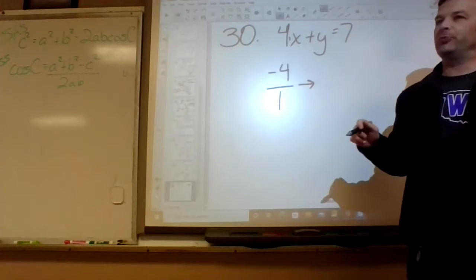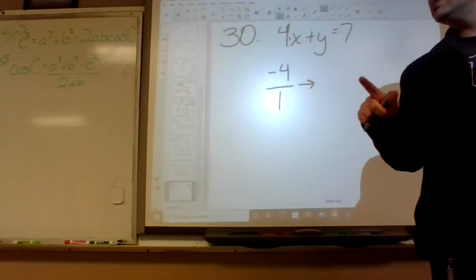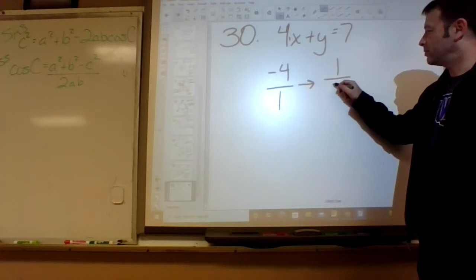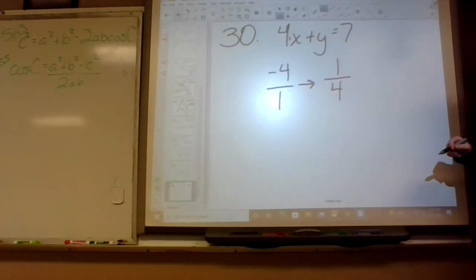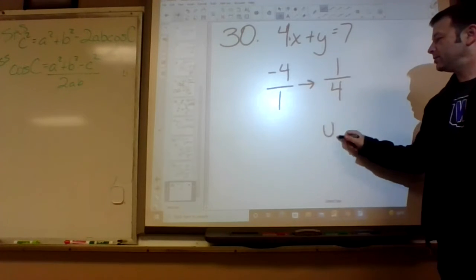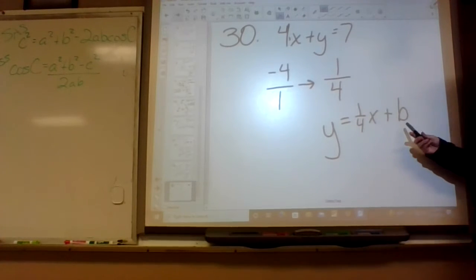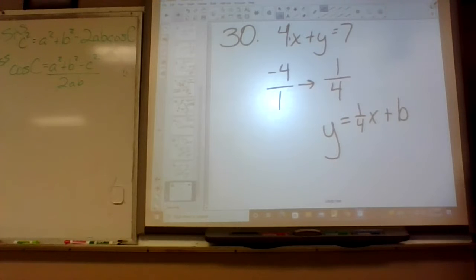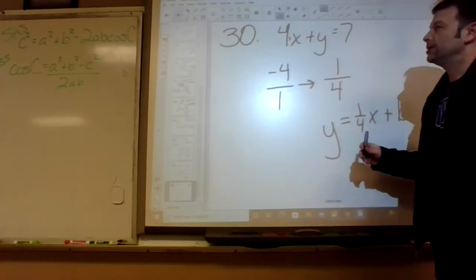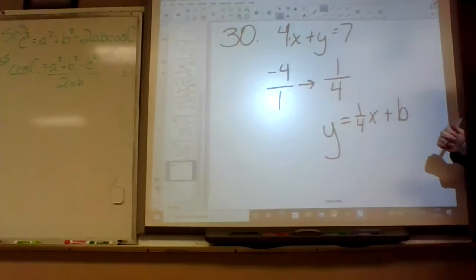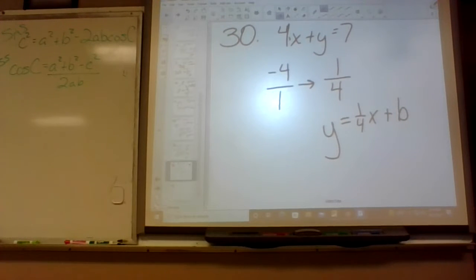Okay, so what would the slope of a perpendicular line be? Positive 1/4. I'm so smart, guys. Okay, so on number 30, we're going to use the 1/4 slope, but you still have to find out what b is, which is the same as what we did in the last two problems. You just got to plug in the x and y that they give you. Oh, I didn't finish it, by the way.